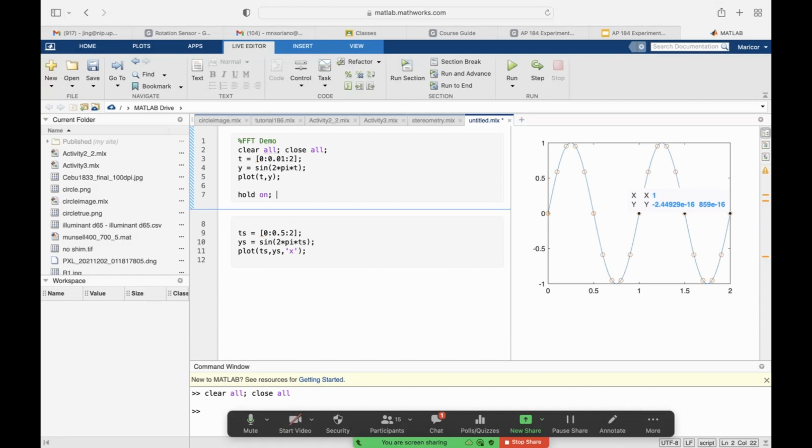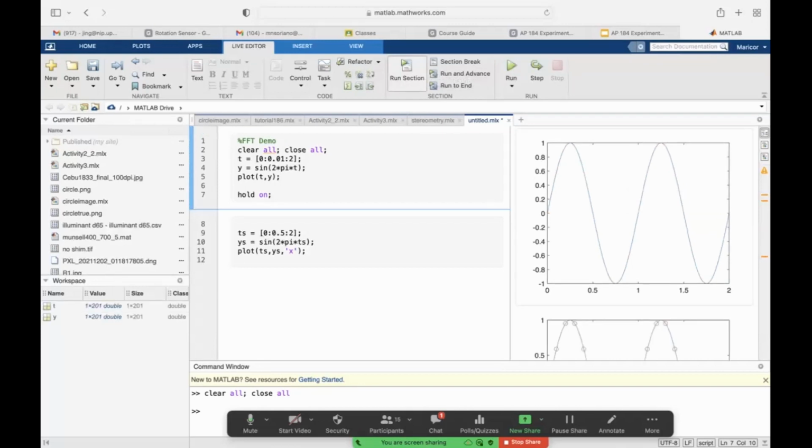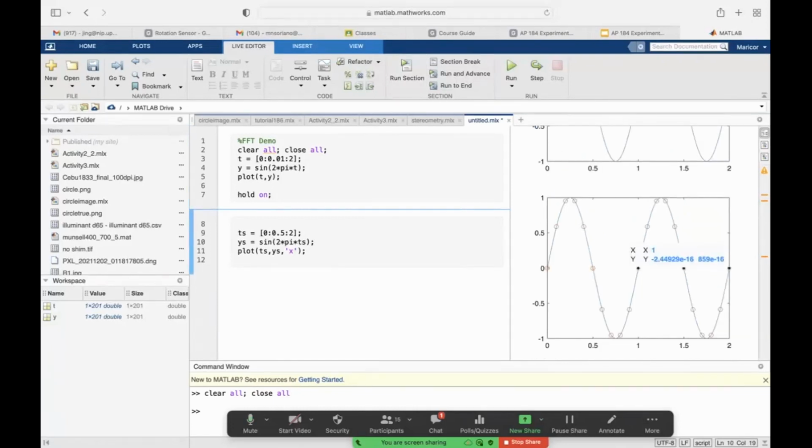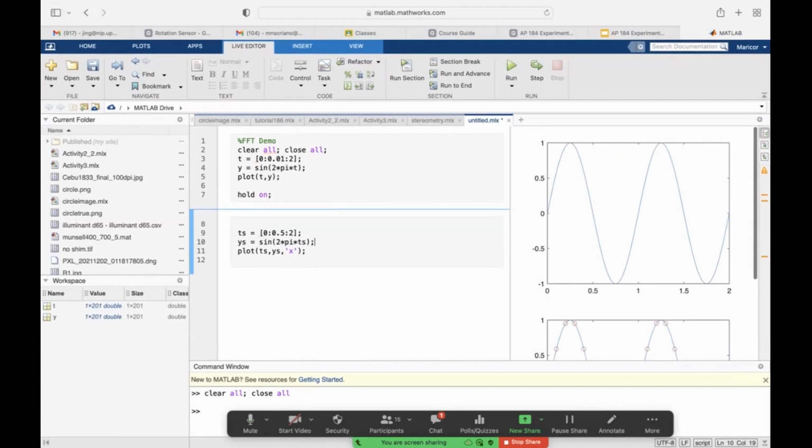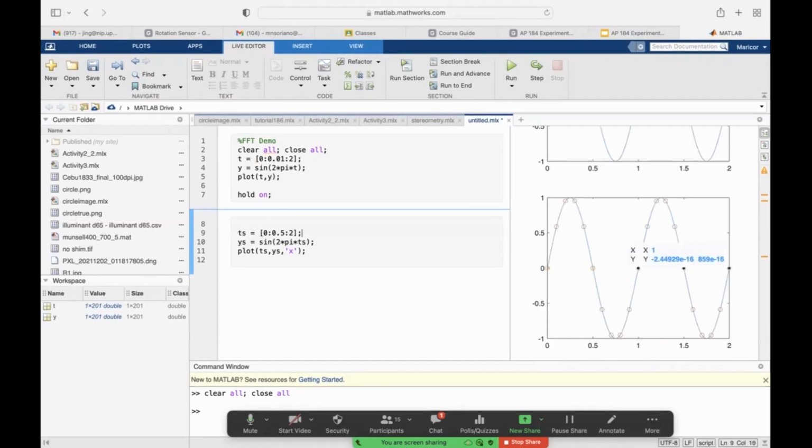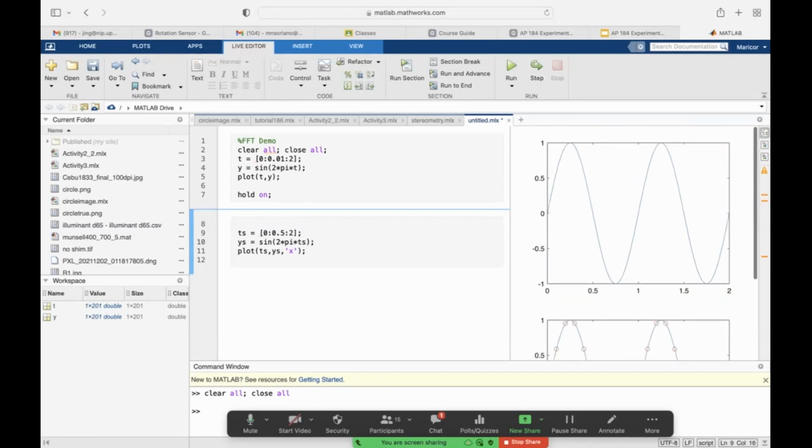Ulit. Run natin to. Itong first part. This is the clean signal. And ito yung sample signal at half second capture. Taas ka dyan. Hindi ko ang kailangan ko. Ito yung kailangan ko.